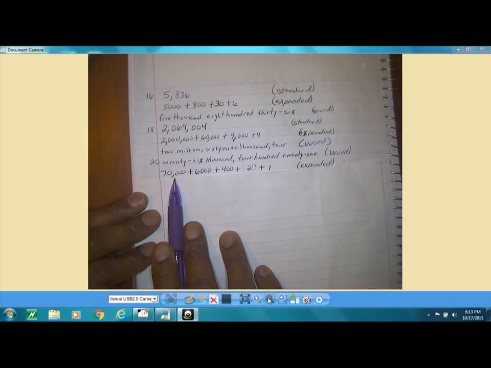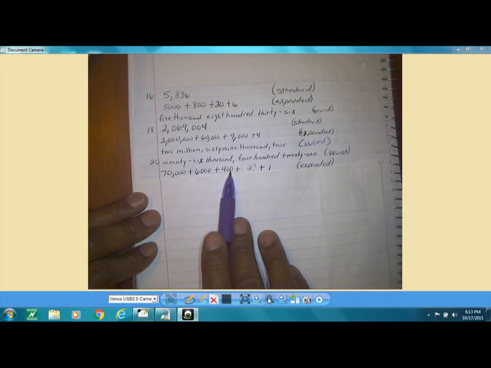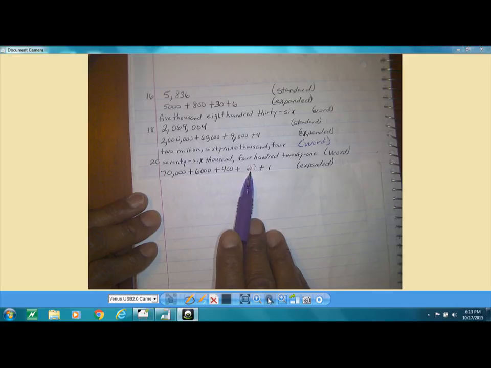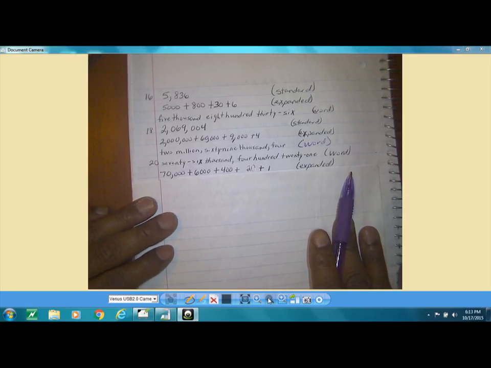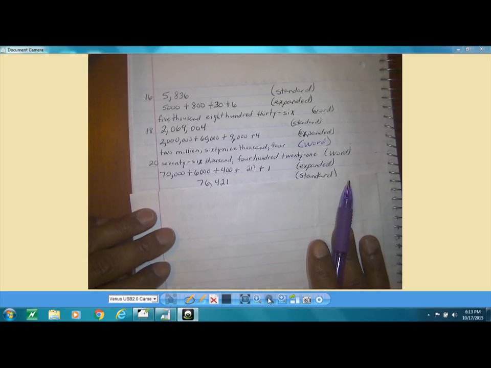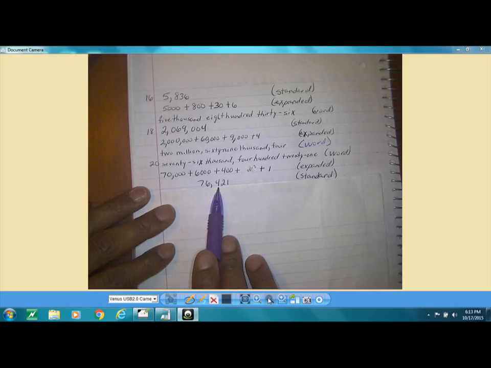This is what that looks like in expanded form, 70,000 plus 6,000 plus 400 plus 20 plus 1. That's expanded form. And they wanted you to show it using digits or in standard form. This is standard form, which is 76,421.